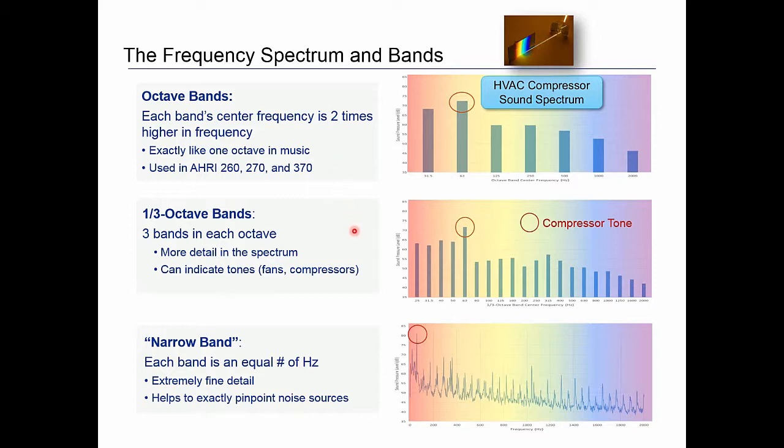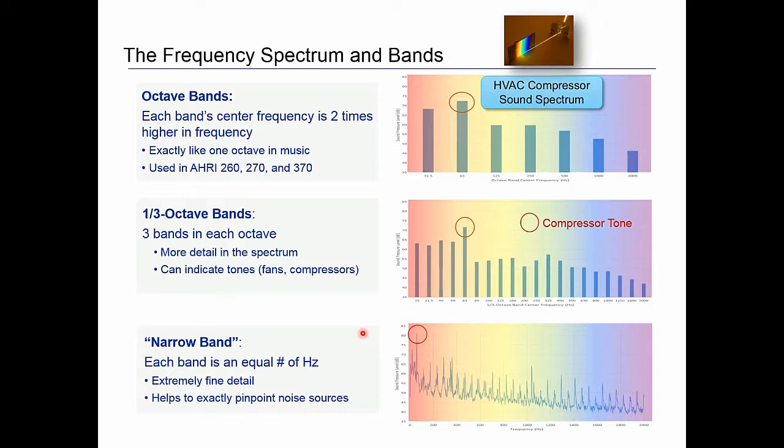Sometimes when we measure noise and we're trying to figure it out, we actually use a finer spectrum called a 1/3 octave spectrum. And it's very literally what it sounds like. You take the octave band, you break it up into 3, and then have the sound energy just in the narrower third band. It gives you a little more detail in the spectrum, and it can sometimes indicate where you have tones in your spectrum.